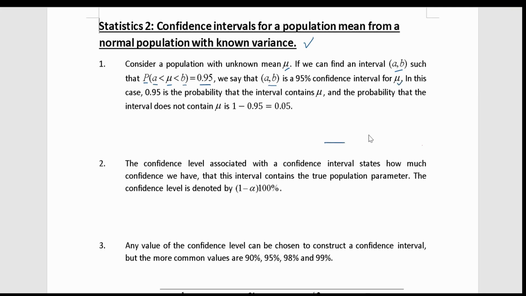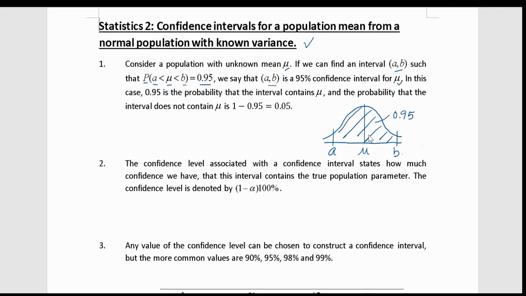Now, let's say I sketch a bell-shaped curve, where the population mean should be lying in the middle. So when we talk about a confidence interval, the values of A and B lie symmetrically on the left and right of the population mean, and the area covered, which is the probability, equals 0.95.